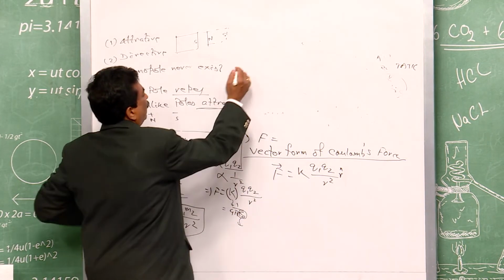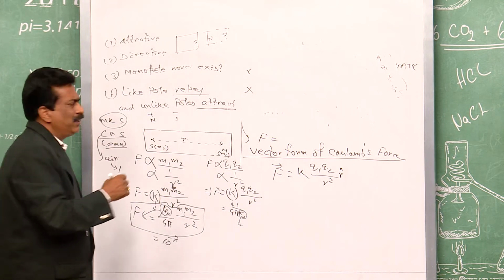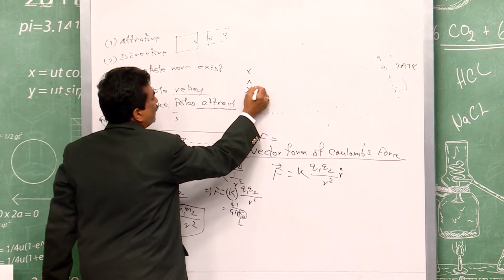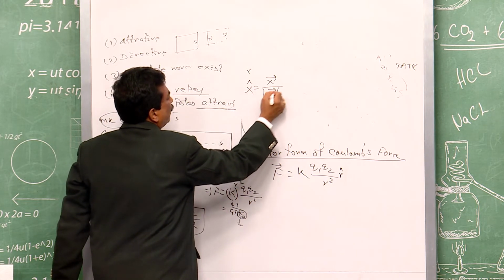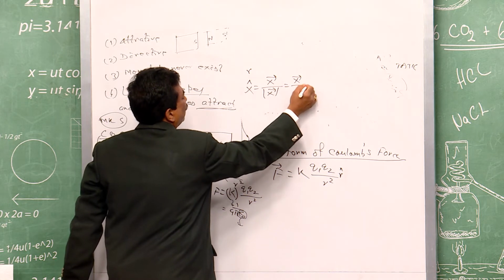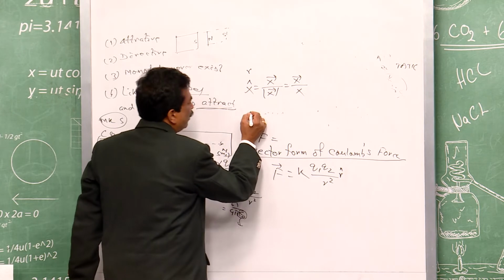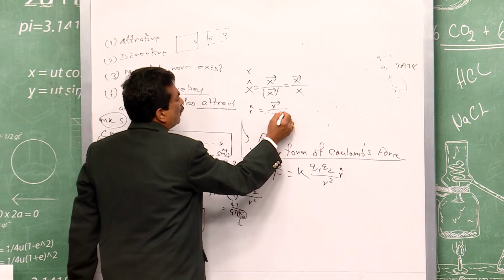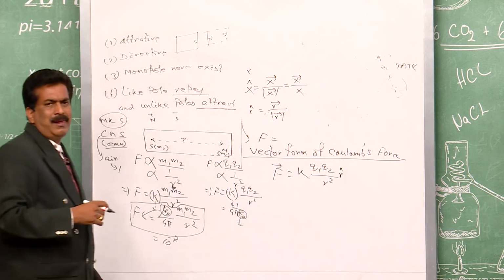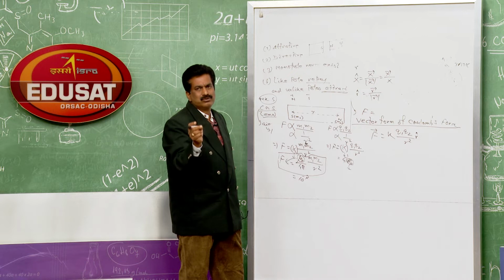Suppose the vector is r, or you have taken x as a vector, then its unit vector will be x cap. X cap will be x vector by x vector mod, means x vector by x. Similarly, r cap means r vector by r vector mod. R vector means from where to where it goes, the source.